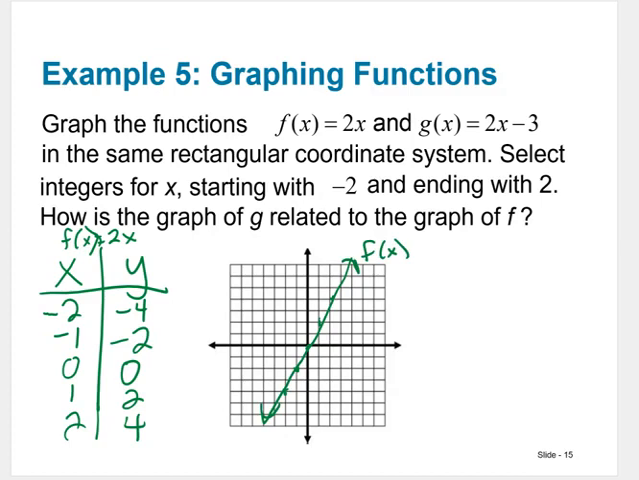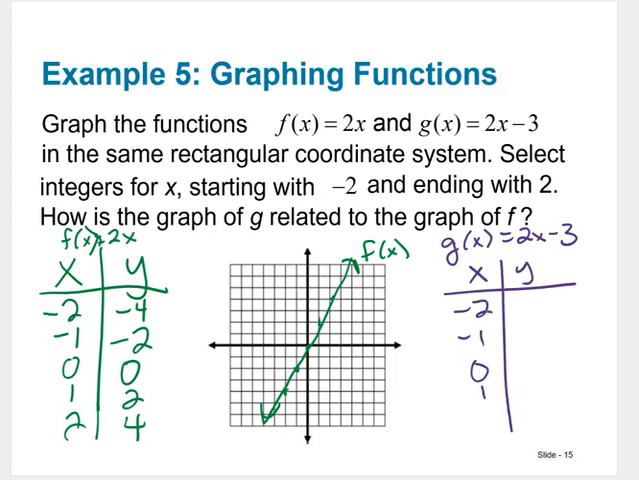Now let's do the same thing for g(x). Just be a little more careful because it's a little more complicated this time. Again, as always, details matter. Plug in -2, we get -4 minus 3, which is -7. Plug in -1, we get -2 minus 3, which is -5. Plug in 0, we get 0 minus 3, which is -3. Plug in 1, we get 2 minus 3, which is -1. Plug in 2, we get 4 minus 3, which is +1.